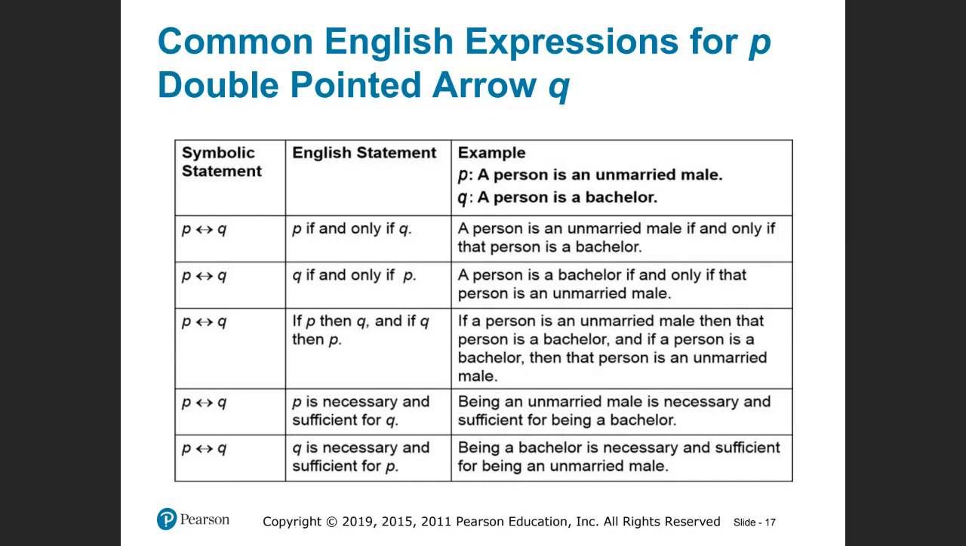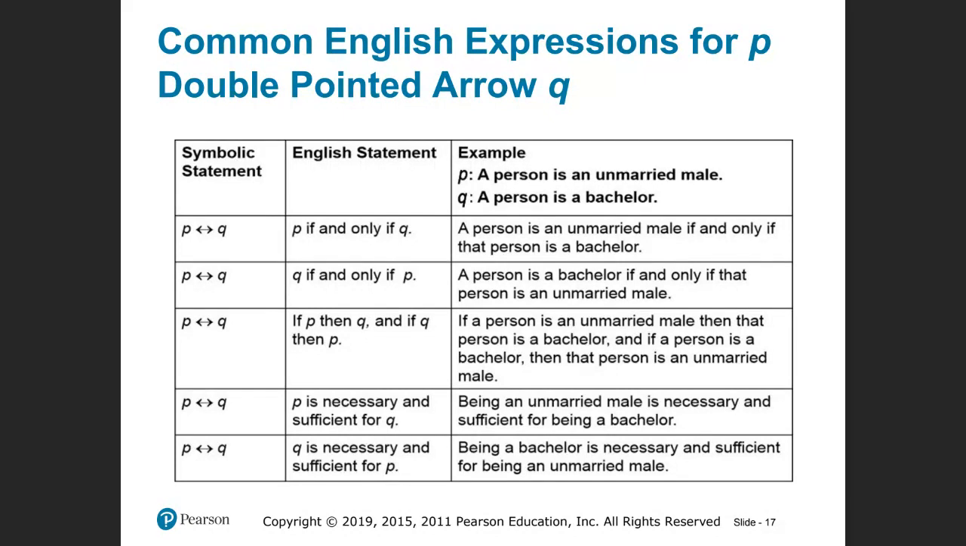Again, we're going to look at a table showing common English expressions for P double-pointed arrow Q. The symbolic statement is the same, but the English statements can be different. P if and only if Q, and we're using P, a person is an unmarried male, and Q, a person is a bachelor. A person is an unmarried male if and only if that person is a bachelor. Now we're reversing things. Q if and only if P. A person is a bachelor if and only if that person is an unmarried male.